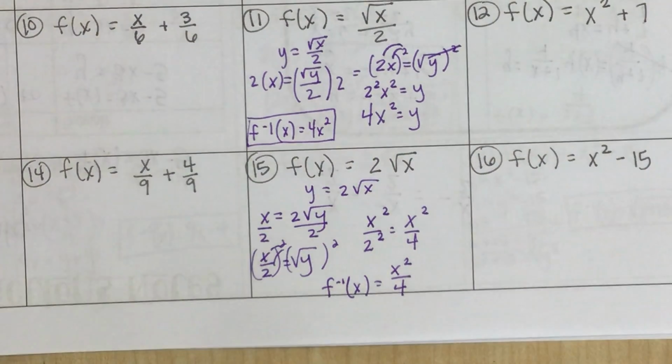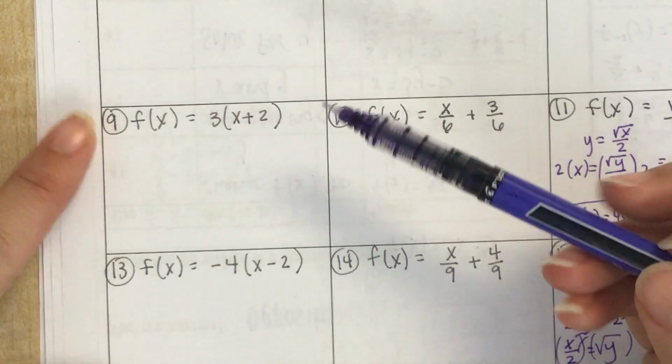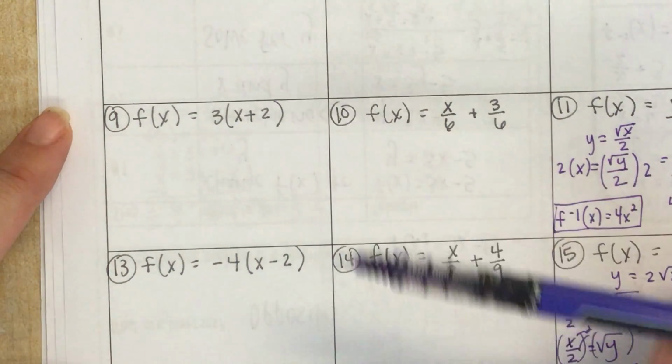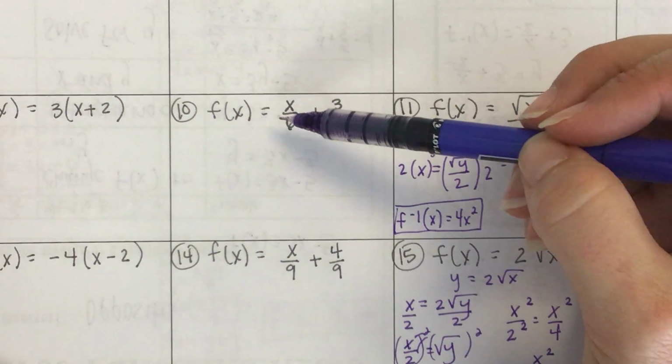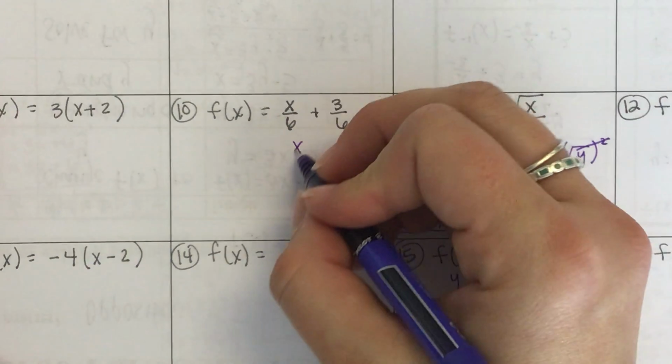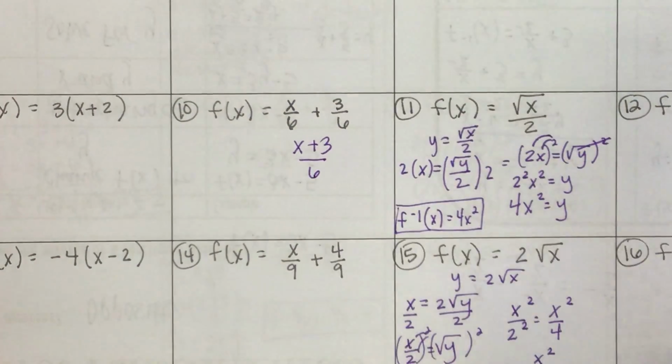Okay, so just make sure you pay attention to those. For 9 and 13, before you start your inverse, you would want to distribute this first. For 10 and 14, these are fractions that have been separated, but because they have the same denominator, you actually can put these together and then go from there and find your inverse.